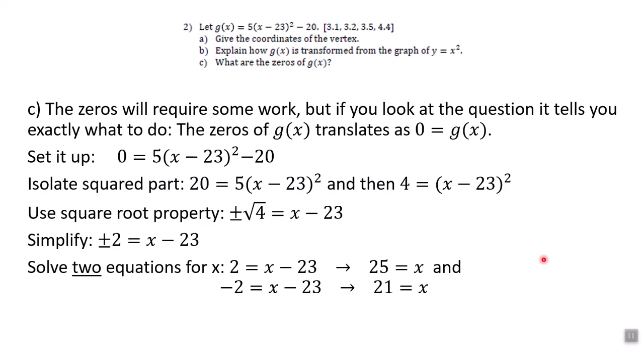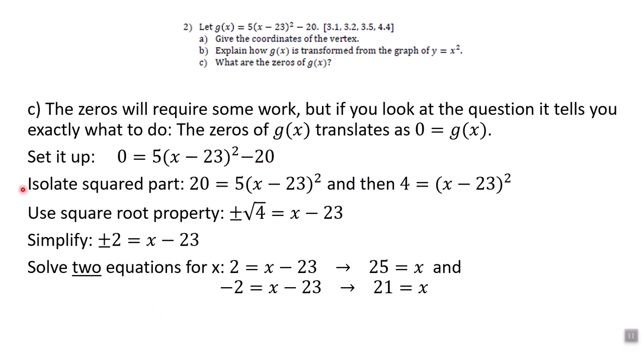All right, next slide. What are the zeros of g of x? The zeros require some work, but the question itself, this is a lot like Jeopardy, the question tells you exactly what to do. The zeros of g of x translates literally as zeros equal g of x. So I'm going to replace my g of x up here with a 0. 0 equals 5 times (x minus 23) squared minus 20.